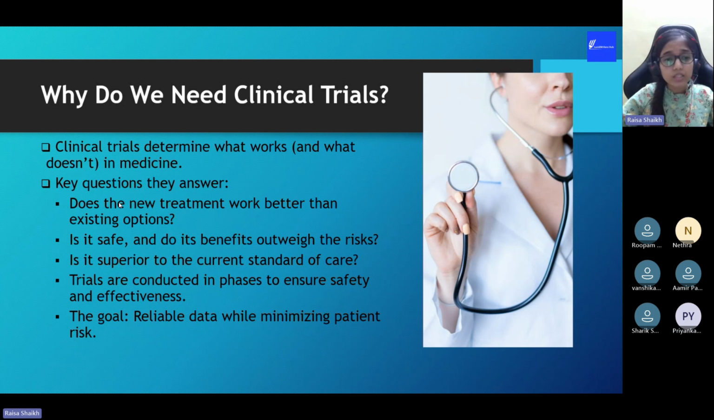Then the other questions that a clinical trial answers is: is it safe, and do the benefits outweigh the risks? Okay, then another question that a clinical trial answers is whether the current treatment that we are evaluating is superior to the current standard of care. So by superior we mean statistically significant.